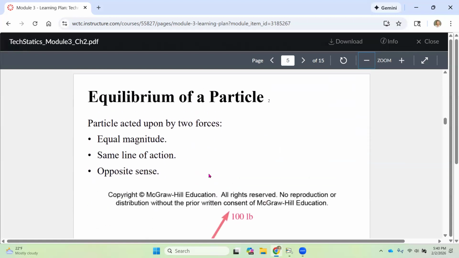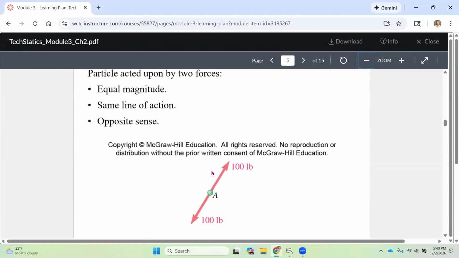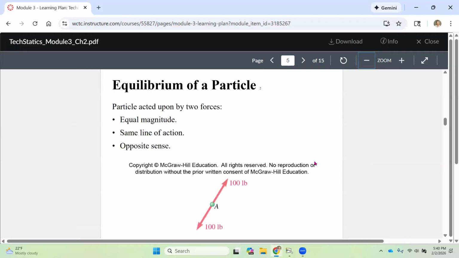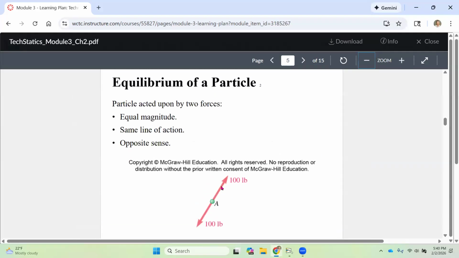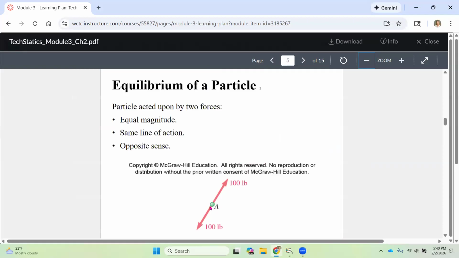All right, equilibrium of a particle. As we look at this particular slide, what I want you to notice is we have two forces, and they share a point. So number one, that is a concurrent force system. Whenever we have two or more forces that share the same point, that doesn't mean that their point of application has to be the same point. Even if we move them along their line of action and they would intersect at a common point, that is still a concurrent force system.